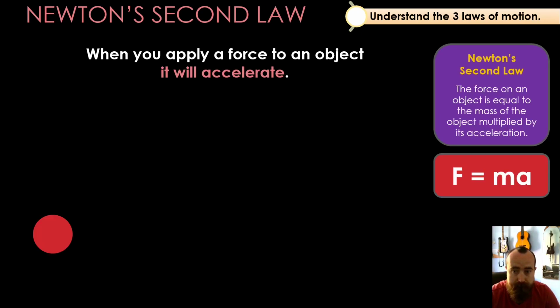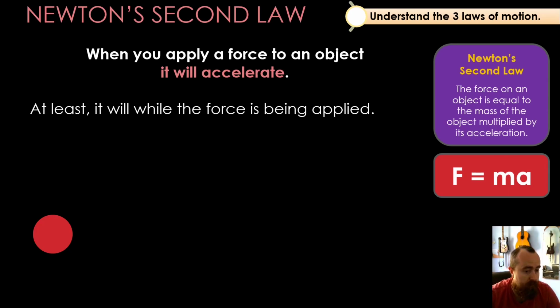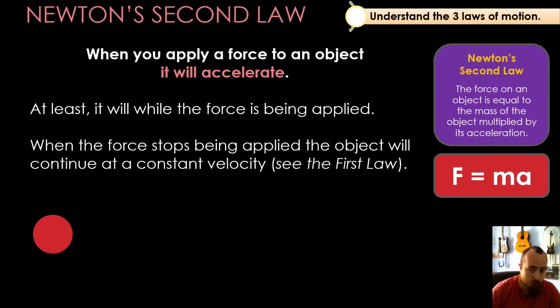So let's have a look at these three things and see if we can make sense of them. So the first of these rules was, when you apply a force to an object, it will accelerate. Or at least it will whilst the force is being applied. So if the force is still being applied, the thing should get faster and faster. When the force stops being applied, though, it should just continue with a constant velocity. Remember, if there's no force being applied, Newton's first law tells us that something will just continue with a constant velocity or remain at rest. If it already has a velocity and there's no other forces, no drag, no air resistance, nothing like that, it should just continue with a constant velocity.